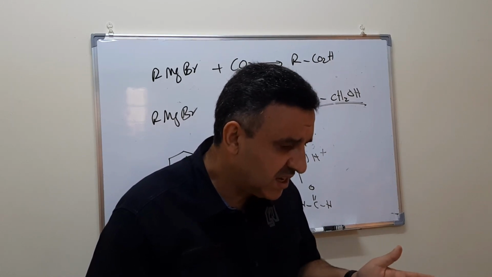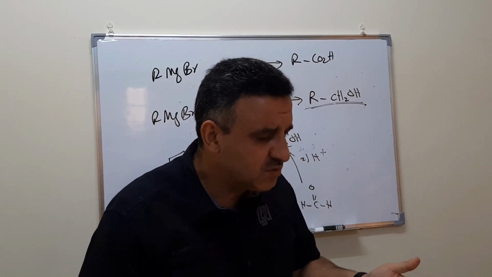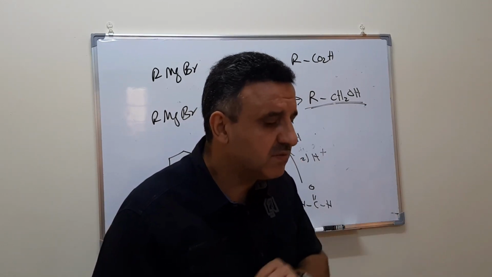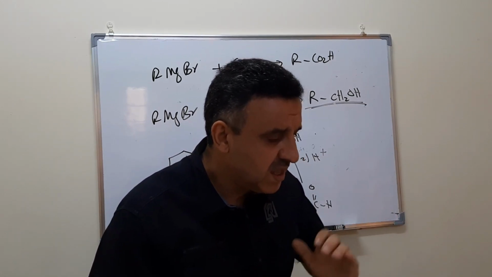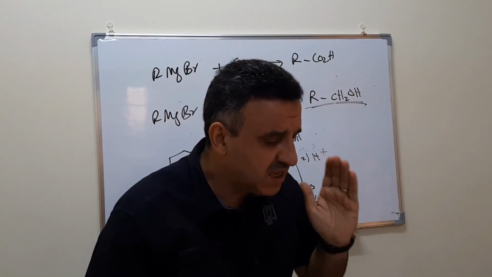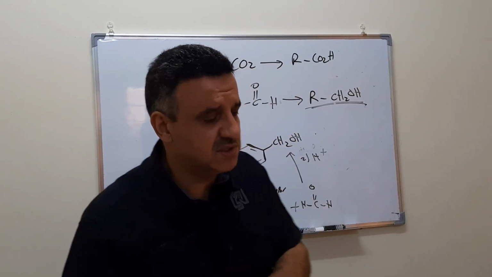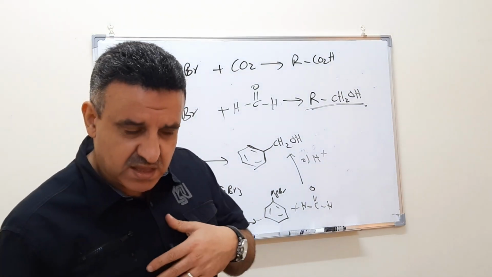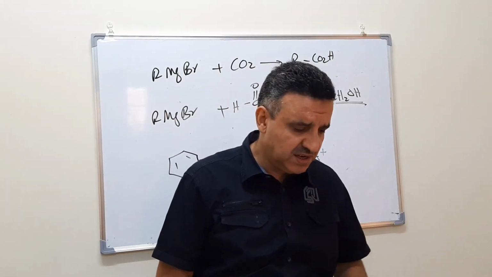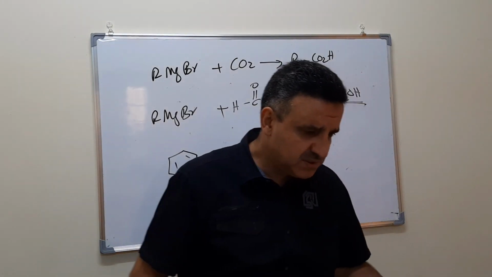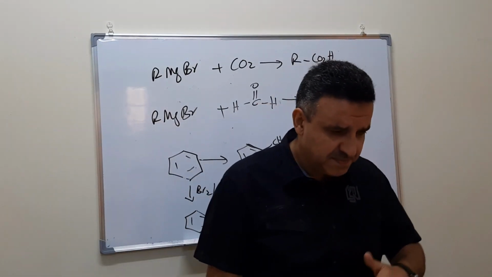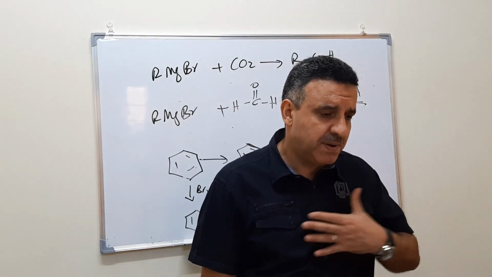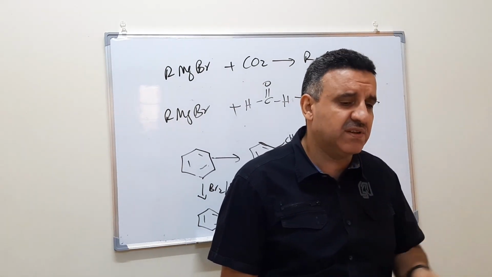Whatever the Grignard is, the reaction of Grignard with any aldehyde will convert it into a secondary alcohol. The reaction of Grignard with any ketone will convert it into a tertiary alcohol. I think this method, the use of the Grignard, is actually a very, very important method for organic synthesis, because it enables us to prepare a wide variety of different functional groups.